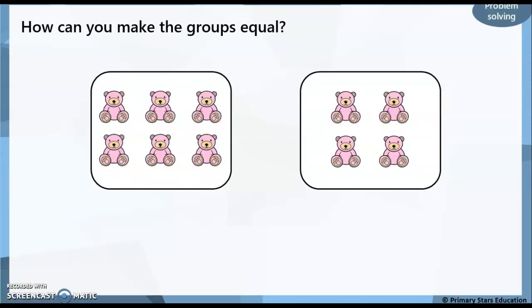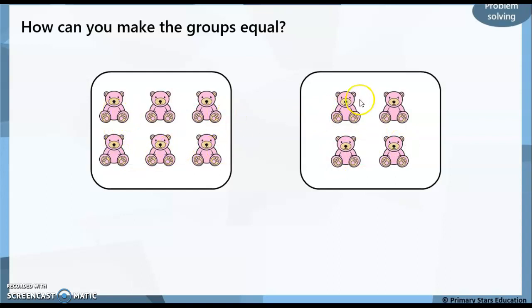We then have questions like this. How can you make the groups equal? If we were to look at this and try and make these groups equal, you may think, right, well, we've got 6 over here and we've got 4 over here. So why don't I just add 2 groups here? We can't do that. It might be a good idea to look at how many teddy bears you have.